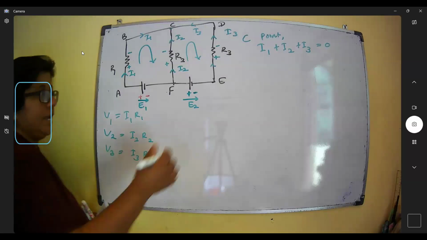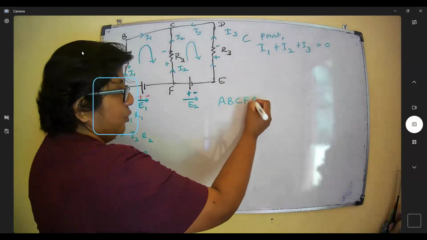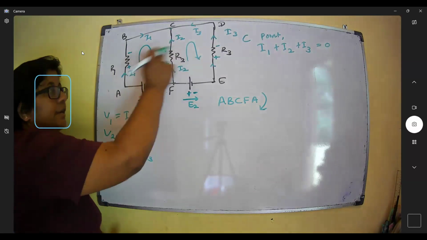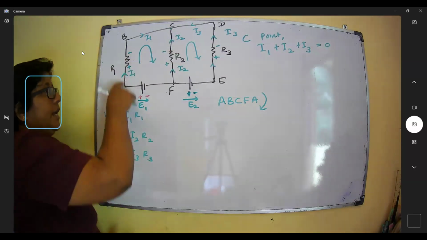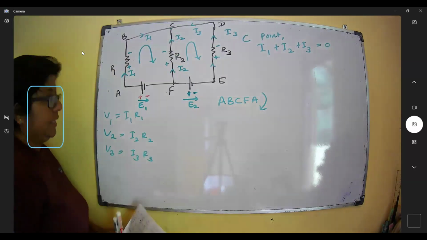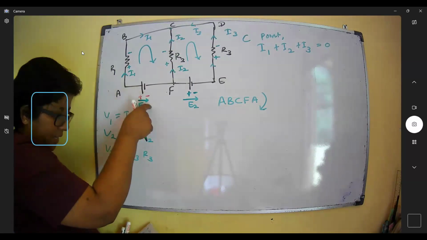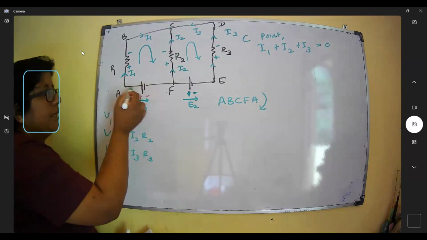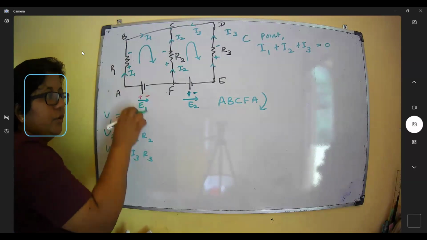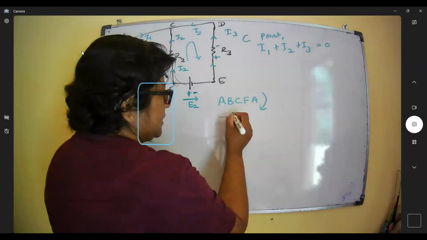Then I'm considering the ABCFA loop. Direction is the same direction, right? Starting A, B, C, F, again A. Then we can write the equation for ABCFA. Then what happened? E1 is a negative value because I am taking this direction, and I consider positive to negative as the positive one. Then E1 is a negative value, minus E1.